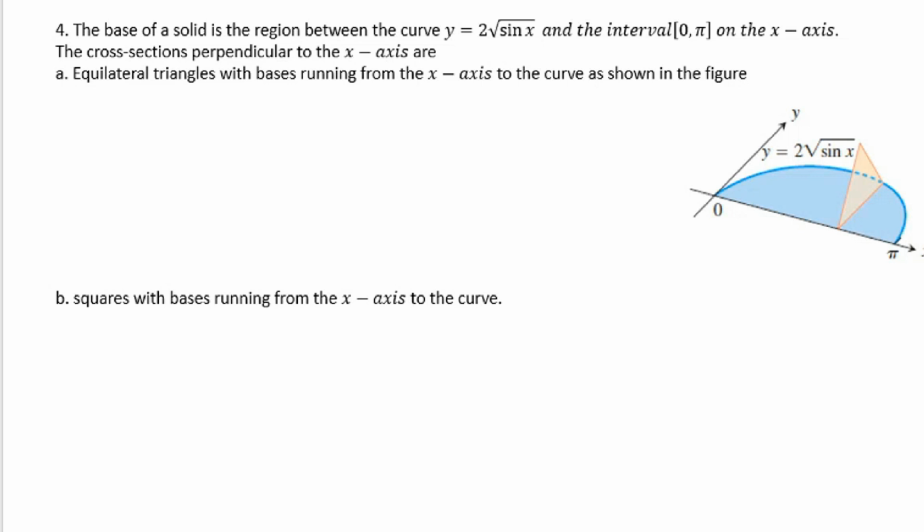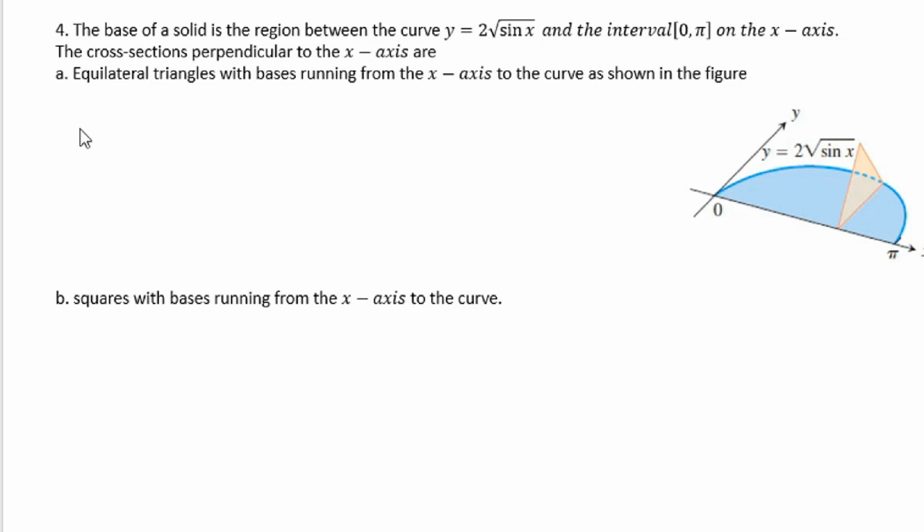So number 4, the base of a solid is the region between the curve y equals 2 square root of sine x and the interval from 0 to pi on the x-axis. The cross sections perpendicular to the x-axis are, letter A, equilateral triangles with bases running from the x-axis to the curve shown in the figure. In letter B, the cross sections perpendicular to the x-axis are squares with bases running from the x-axis to the curve.